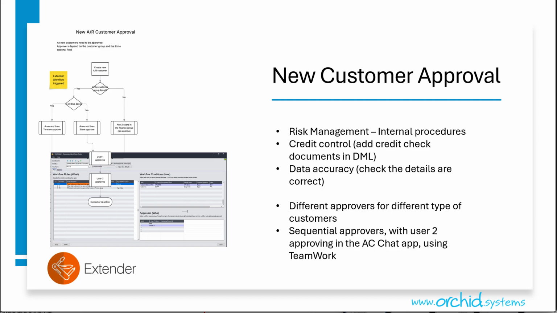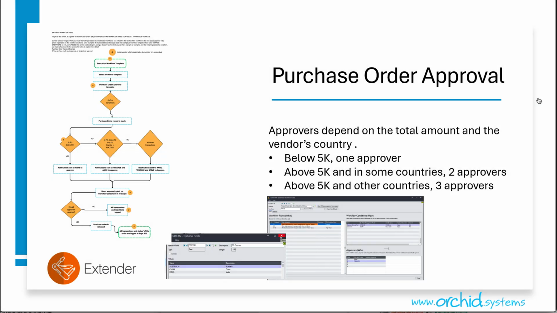This gives you an example of sequential approvers. We only used 2 levels, but if you had 5 levels, it would be the same: 1, 2, 3, 4, approve. And when the final one approves, if everyone else has approved, the customer is activated.